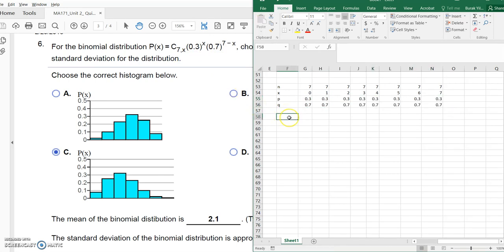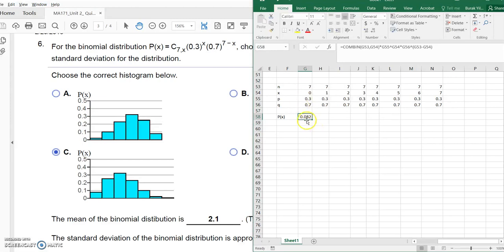So now the probability P(x) is given in this formula. It equals COMBIN(n, x), times p to the power x, times q to the power (n minus x).